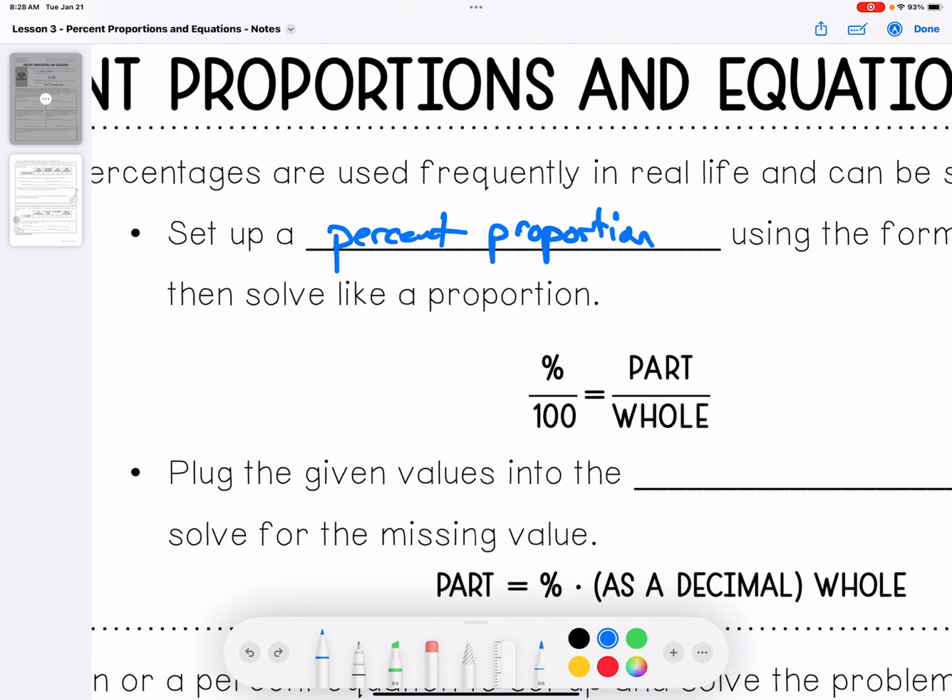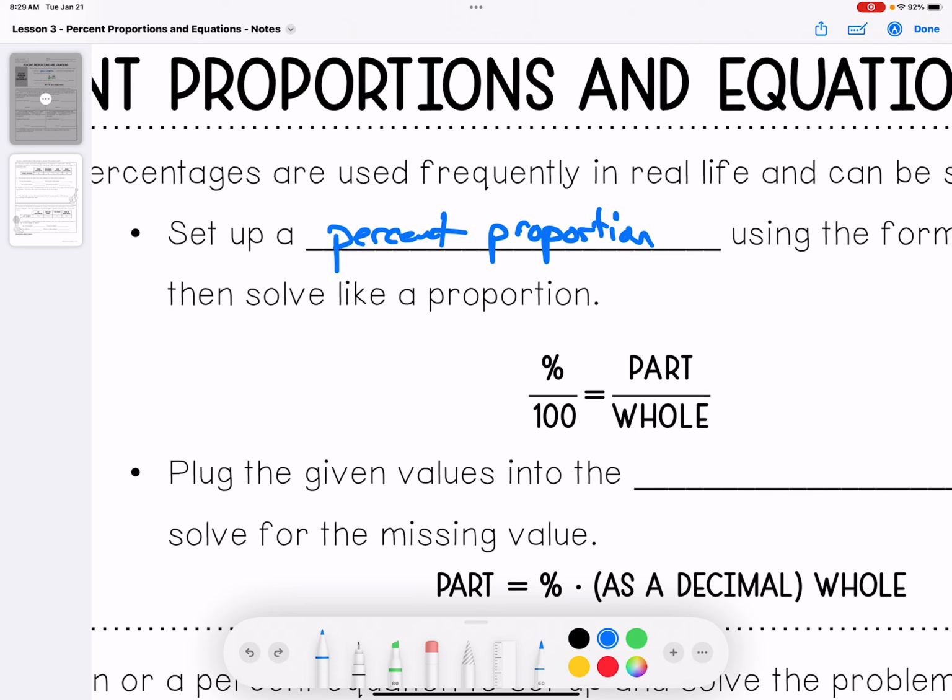But you know where it's never going to be? It's never going to be right there where 100 is, because the percent is always out of 100. What if the percent's over 100 and it's like 210%? It's still over 100%. So that 100 is never going to change. Never, ever, ever. So it's going to be percent over 100 equals part over whole.